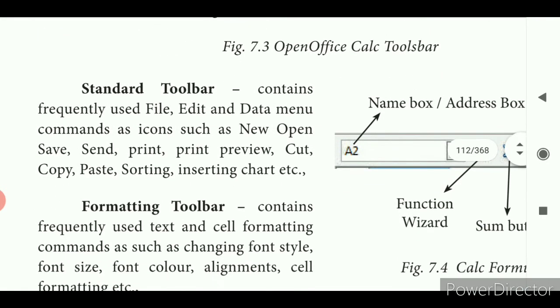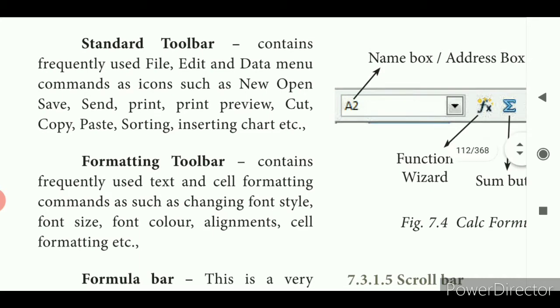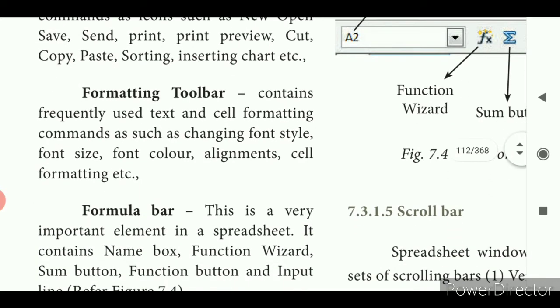Then the formatting toolbar contains the formatting icons, for changing font style and font size. What do you mean by font? Font means nothing but the characters which we type in the system. Those characters can be changed. We can change the character style, character size, character colors. Then alignment. What are the 4 types of alignments available? Left, right, center and justify. Then cell formatting.